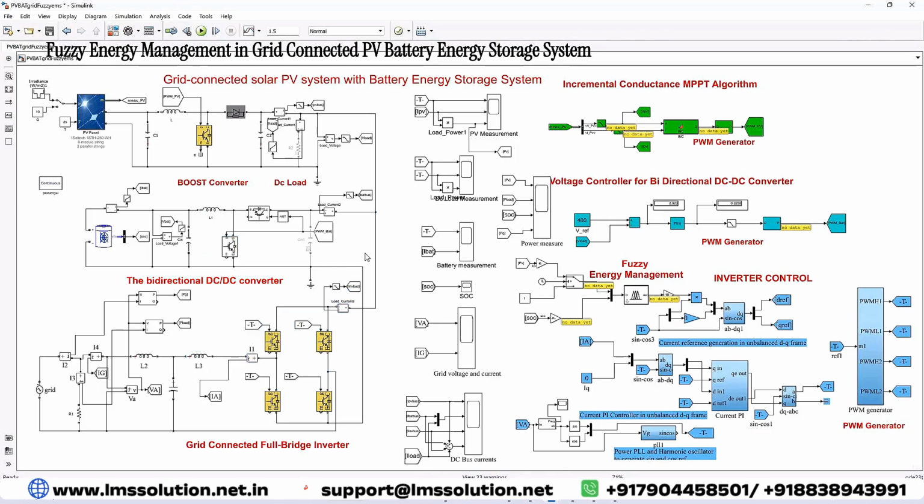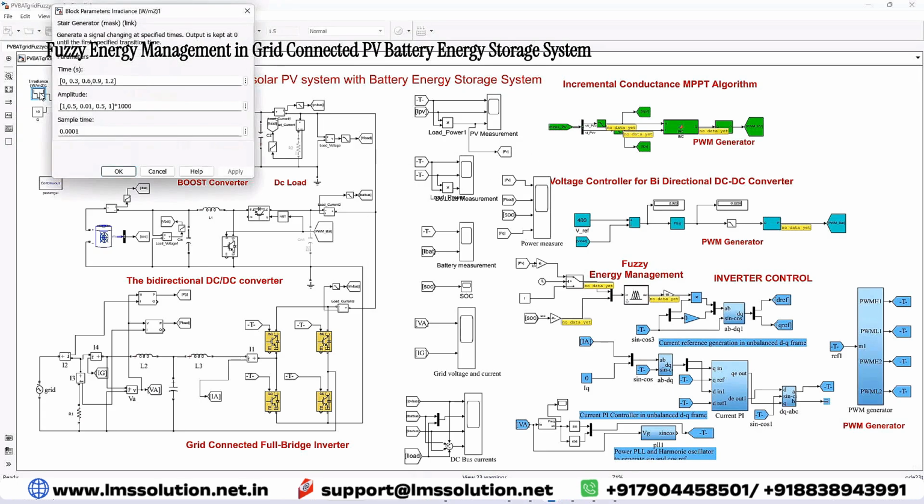That means take the power from the DC bus to the AC bus or AC grid, and then it transfers the power from the AC grid to the DC bus according to the condition of the PV power and the SOC of the battery. Here I create a change in irradiation condition.